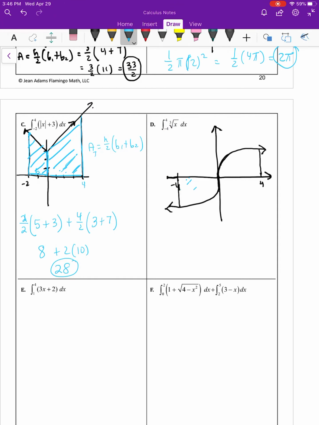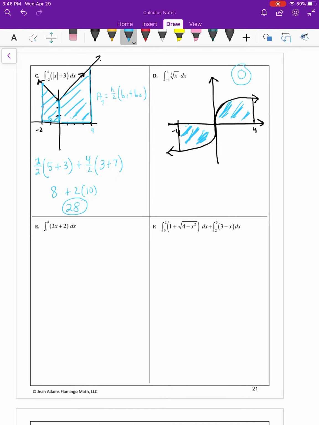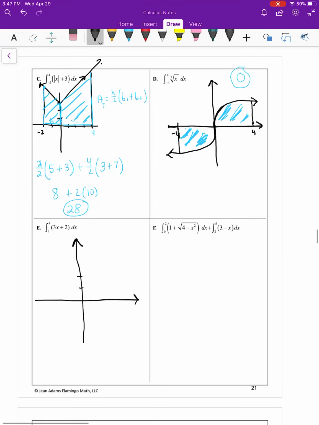What do you think is going to happen if I was trying to calculate that area? I hope you're going to say that it's 0, because this is an odd function, and whatever I get here, this one's going to completely cancel it out. So that's all you need to know, okay? I'll show you how to integrate that later. Right now, we're just doing it geometrically.